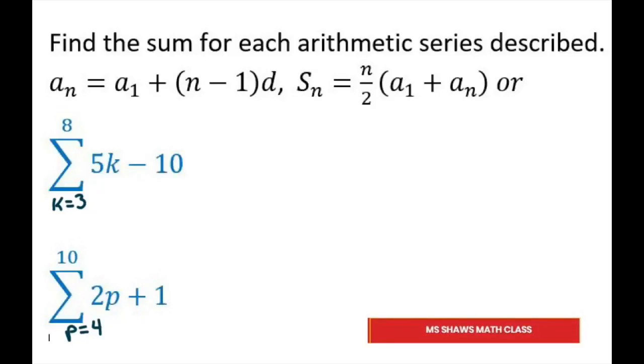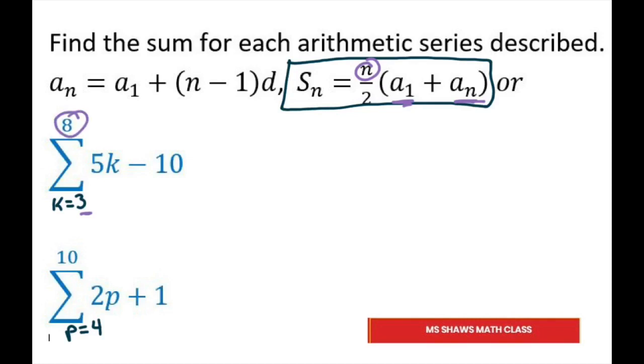Hi everyone, we're going to find the sum for each arithmetic series described. We're using basically this formula here. So we need to find the number of terms, the first term, and the last term. And we find the first term and last term just by plugging in 3 for our first term and 8 for our last term. The n is the number of terms.